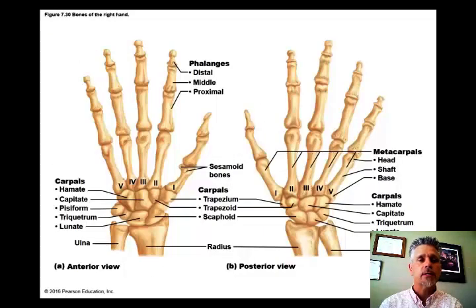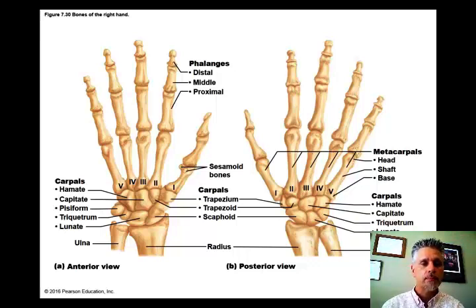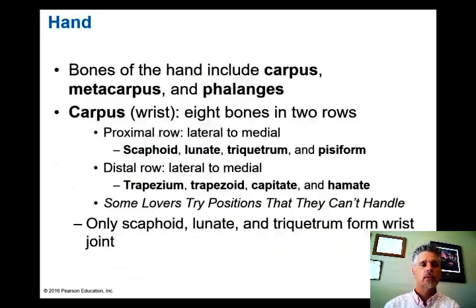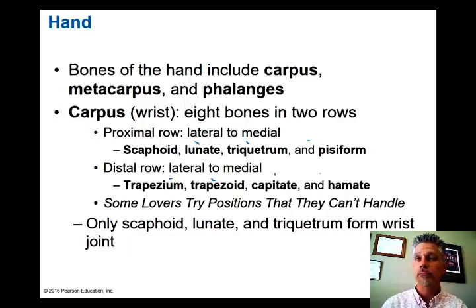Okay, so we get out to the hand. So let's get to a figure here where we can see what we're talking about. So here are our hands, left and right. Okay, so first off we start with the wrist. And there are these bones that we see here of the wrist. And these are collectively called the carpals. So when we look at the carpals, we have two rows. 1, 2, 3, 4 bones in the proximal row. 1, 2, 3, 4 bones in the distal row. So 4 and 4. And so they all have their own names: scaphoid, lunate, triquetrum, and pisiform. Pisiform is the smallest one that we see over here. And then trapezium, trapezoid, capitate, and hamate. So if you use this phrase, some lovers try positions that they can't handle, then that gives you the first letter of all 8 of your carpal bones in order from proximal to distal.